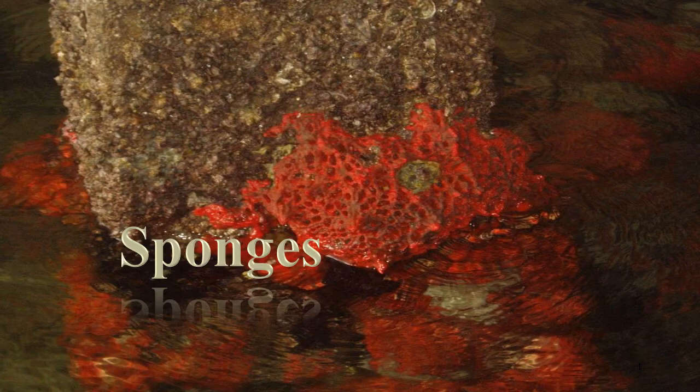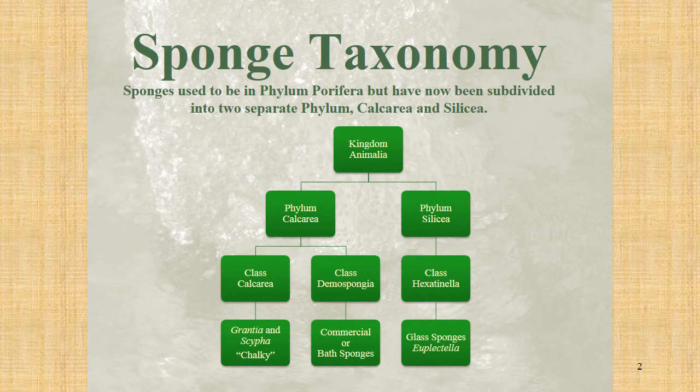This is our journey, step 1, into the porous organisms, the sponges. Here is our taxonomy. You can see that we are again broken down into two phyla, phylum Calcarea and phylum Silicea. Phylum Calcarea has two classes underneath it, Calcarea and Demospongia. Phylum Silicea just has a single class under it, Hexactinella.